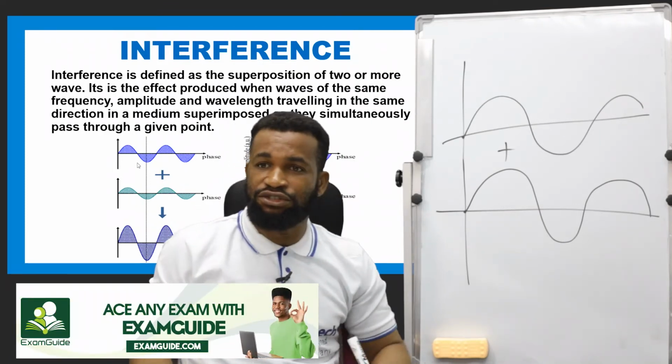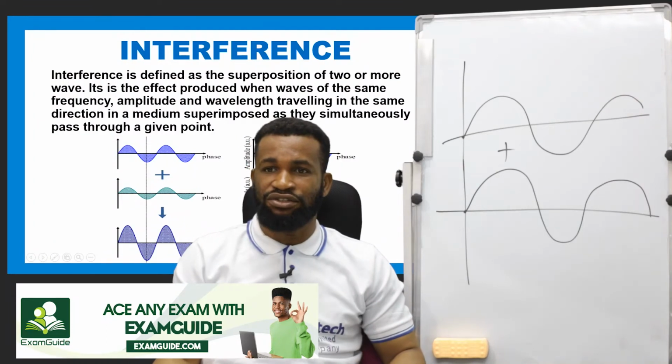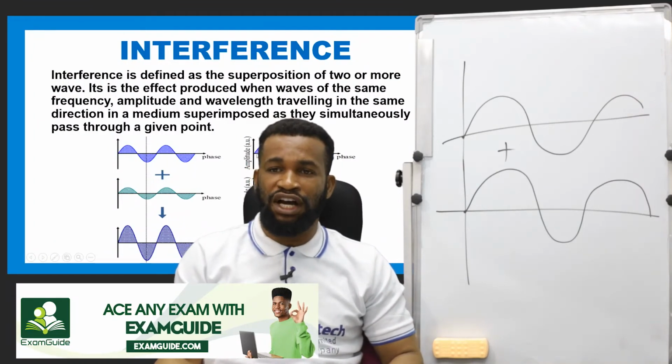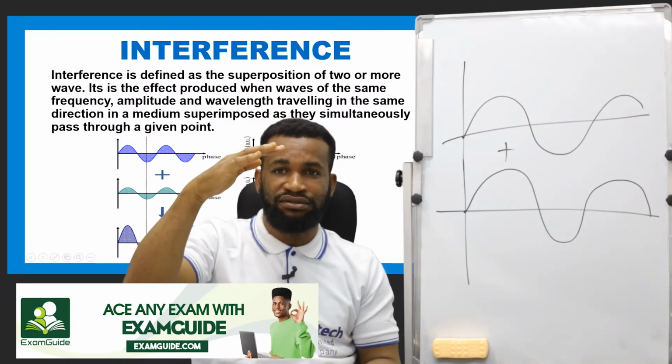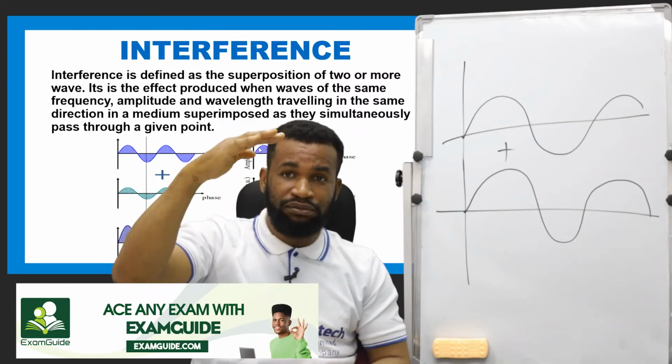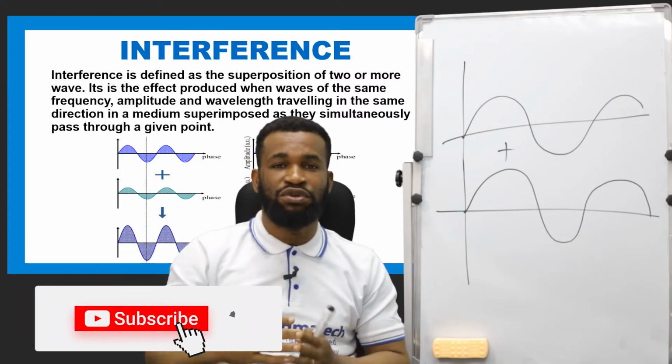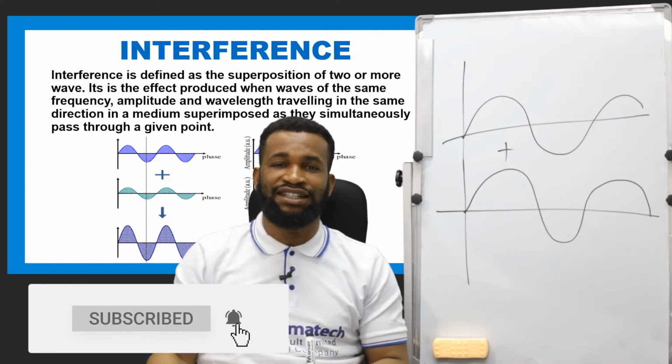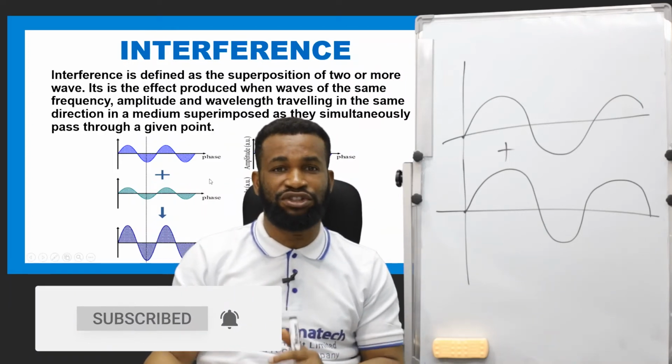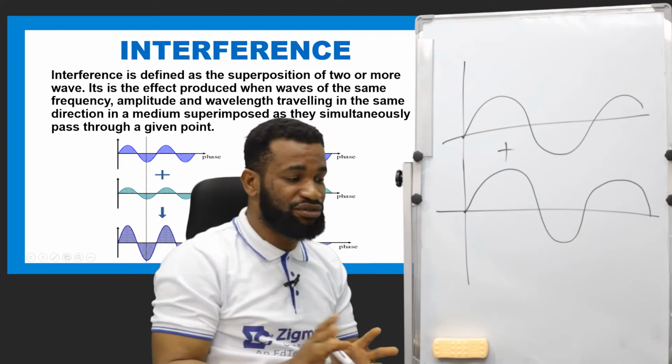However, when the two waves combine so that they open at the same time, we now say that they are destructive. And that destructive interference leads to what is called a standing wave. Let me show you.